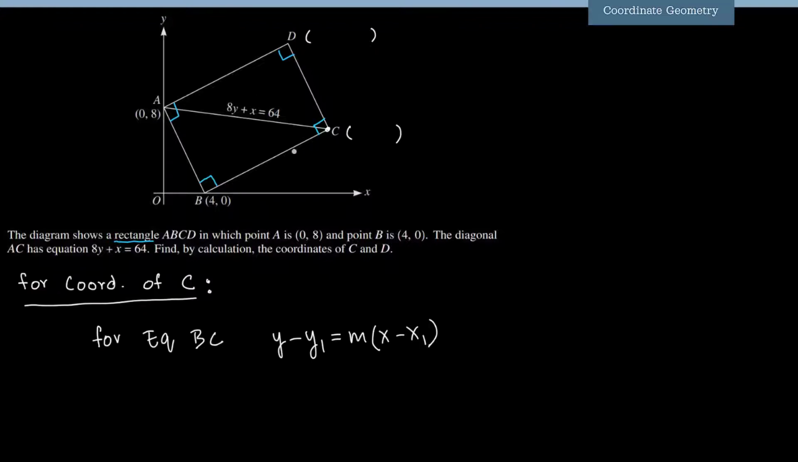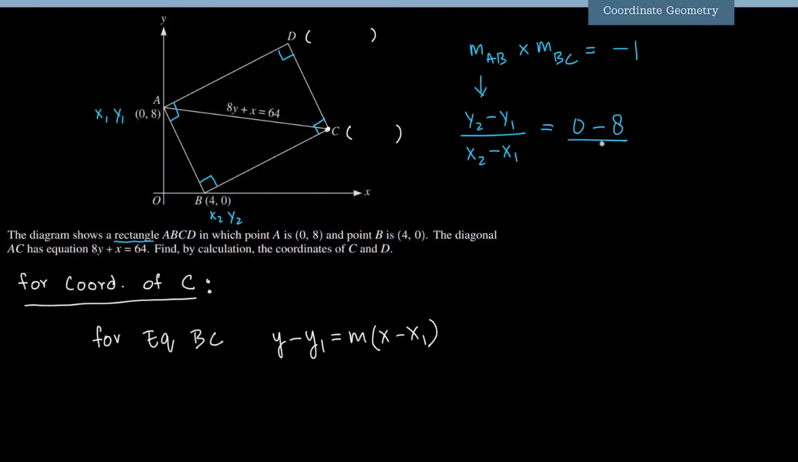And since there is a 90-degree angle here, I can say that the gradient of AB times the gradient of BC is equal to -1. I can find the gradient of AB using the formula (y2 - y1) / (x2 - x1), because there are 2 points known over here. If I name this as (x1, y1) and this as (x2, y2), the gradient would be equal to (0 - 8) / (4 - 0), which is -8/4, which is -2. So the gradient of line AB is equal to -2.